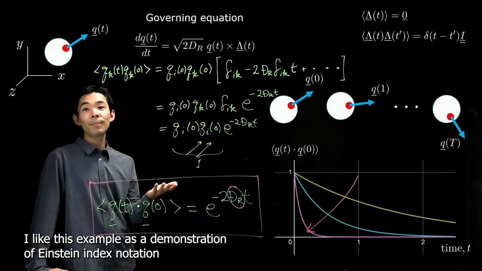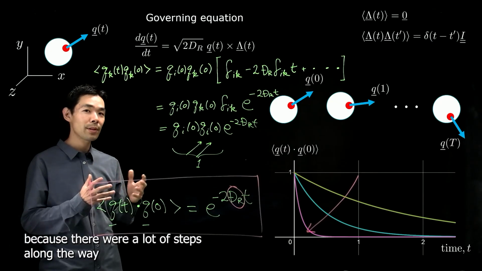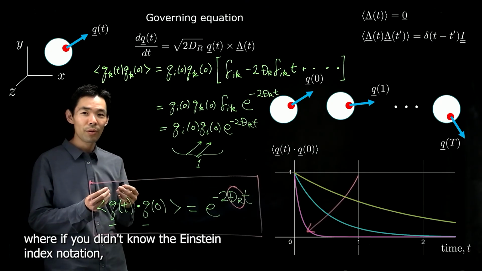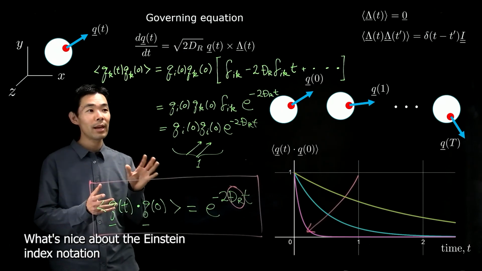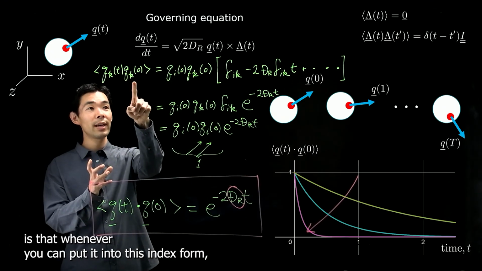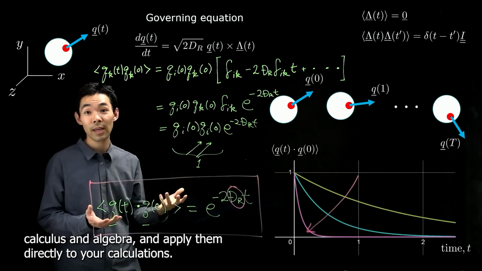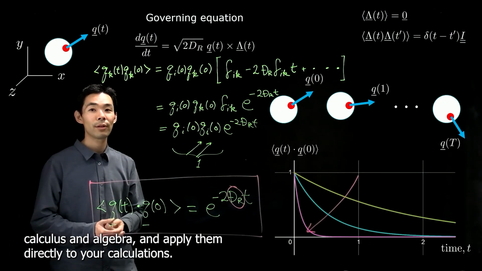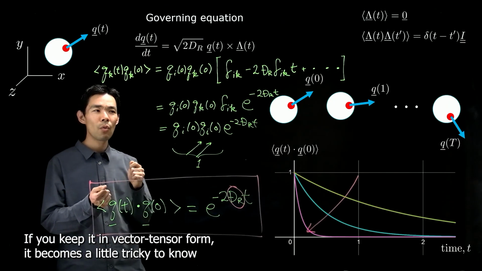I like this example as a demonstration of Einstein index notation because there were a lot of steps along the way where, if you didn't know the Einstein index notation, it would be a very challenging calculation to make. And what's nice about the Einstein index notation is that whenever you can put it into this index form, you can pull a lot of the classical tricks from standard calculus and algebra and apply them directly to your calculations. Whereas if you keep it in vector and tensor form, it becomes a little tricky to know what exactly you're operating over.